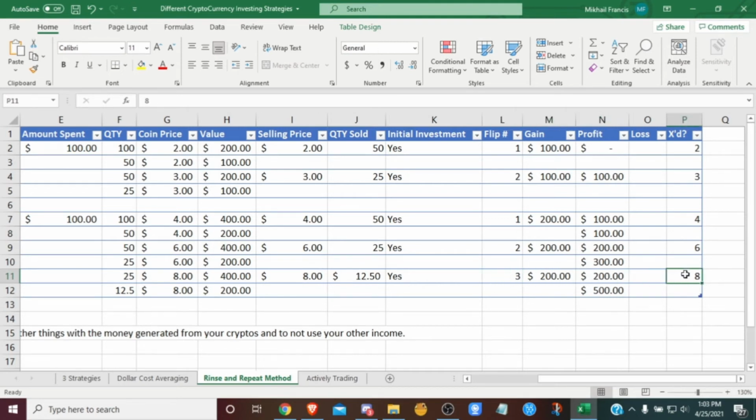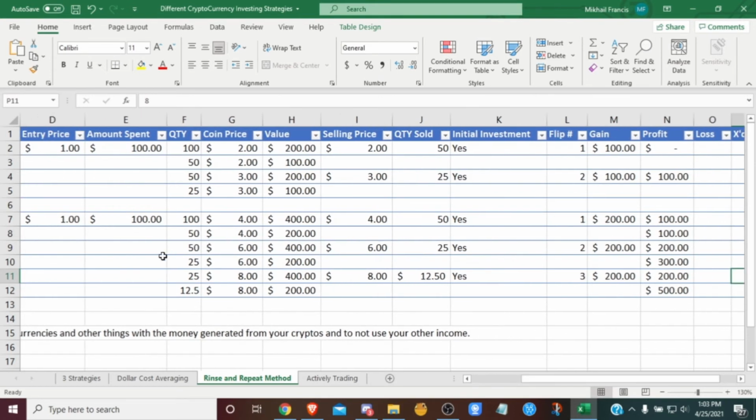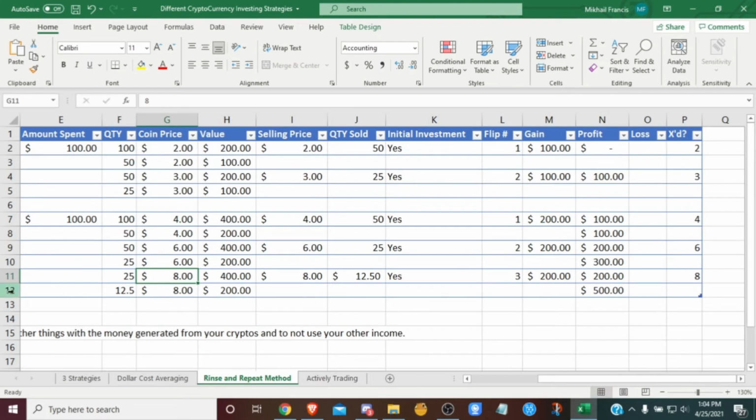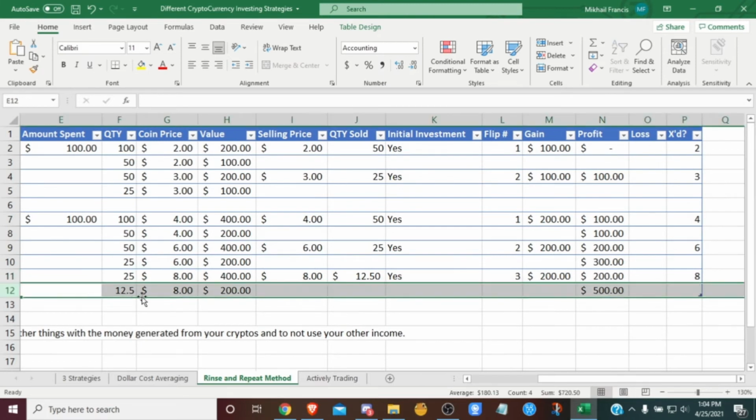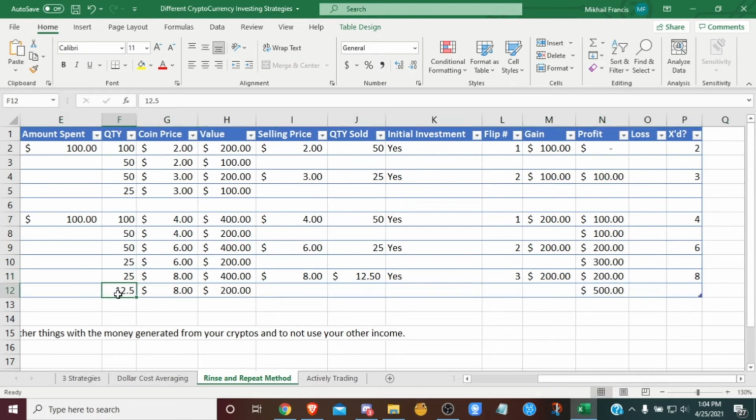And that's at 8x of your coin because you initially got in when the coin was just $1 and now the coin's all the way up to here to $8. 1 to 8, or 1 times 8, 8x. And now if you look down here at line 12, you're now sitting back with a quantity of 12.5 remaining. When the coin price is at $8, your total value is at $200. And in total, from this one transaction, you profited $500. From your initial investment of $100, you profited $500.